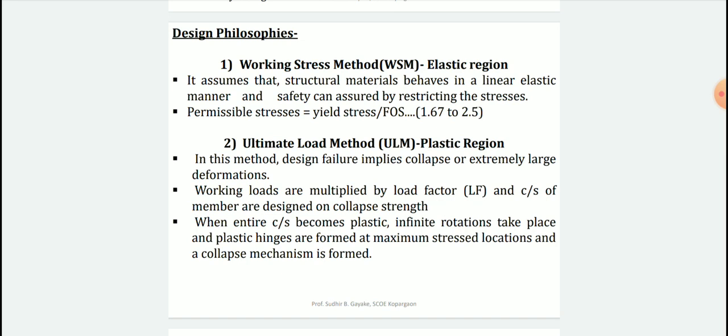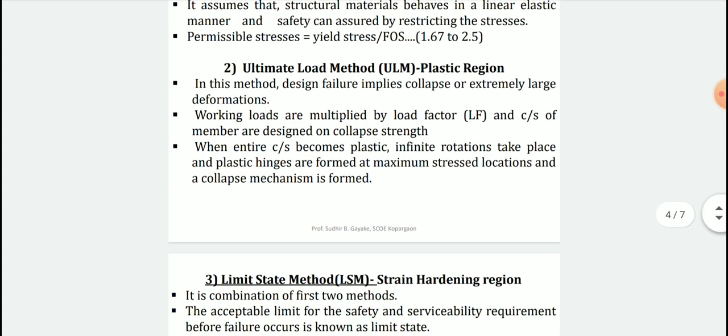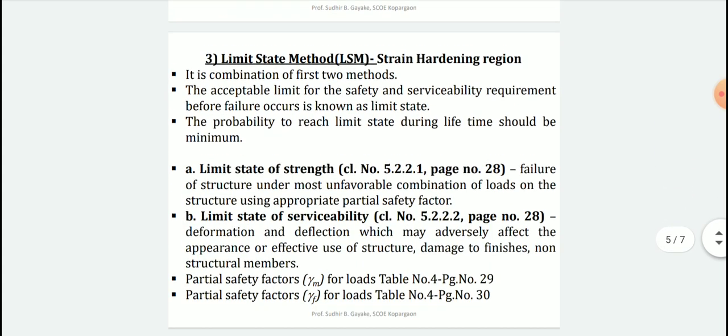So when the entire cross section becomes plastic, infinite rotation takes place and plastic hinges are formed at maximum stressed locations, and a collapse mechanism is formed. So in such a second method of design, we are not getting any kind of warning before the failure. So both methods, the working stress method and the ultimate load method, had certain disadvantages, and therefore we have combined both the methods and formed the third method, that is a combination of the first two.